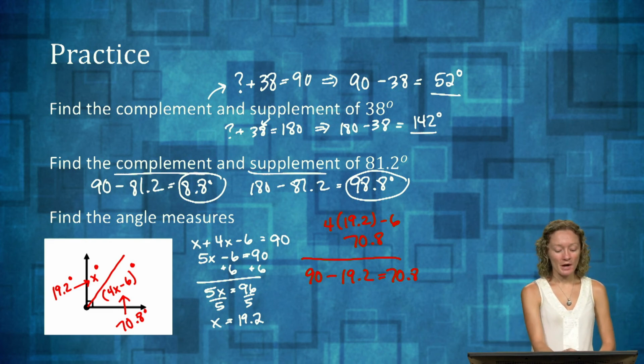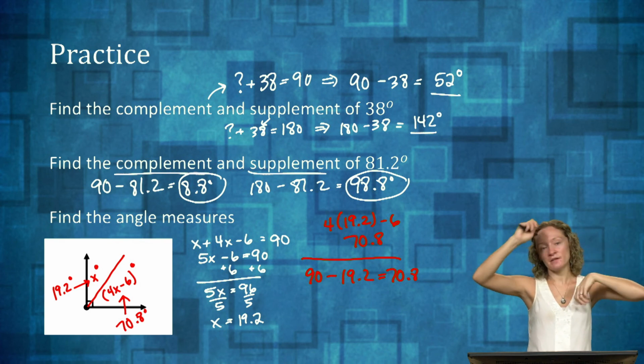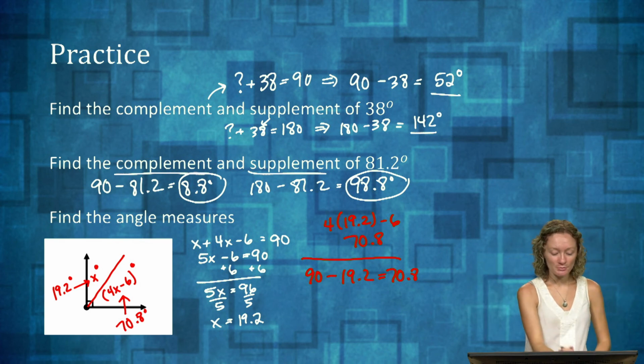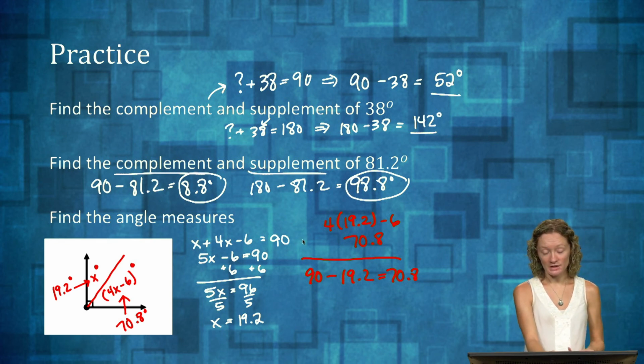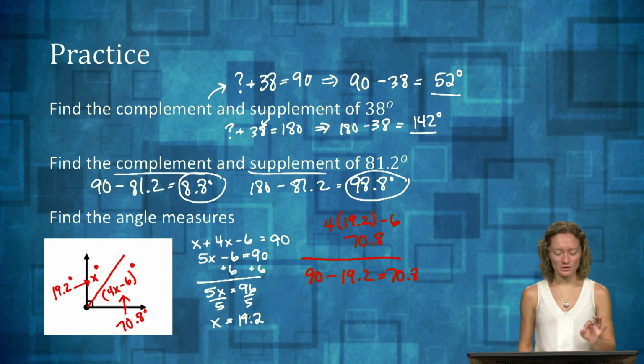I wouldn't be surprised if you saw a problem at some point similar to this, but where it was a straight line. One angle being something, the other angle being another expression. Find the angle measures. In that case, the only difference would be that your outcome isn't 90. If it's a straight line, it's 180. And then you would go through and solve the same way. We don't see a lot of algebraic stuff in this course. This is where you'll see a tiny bit of it, but even this is not too complicated.